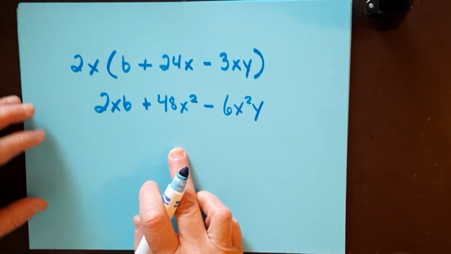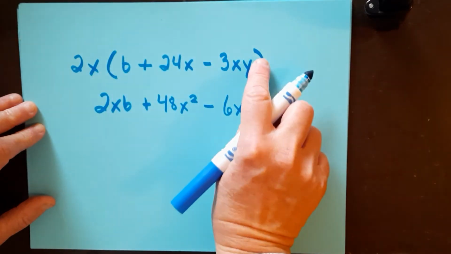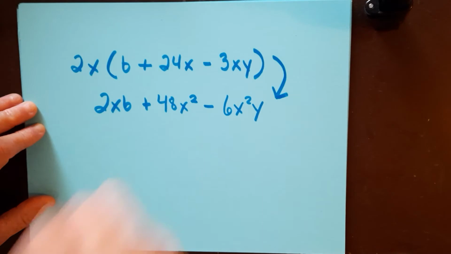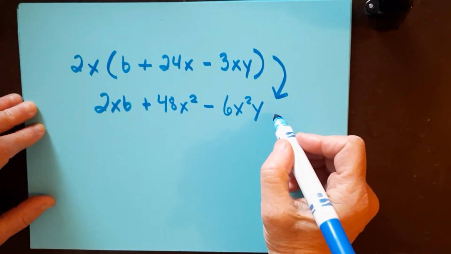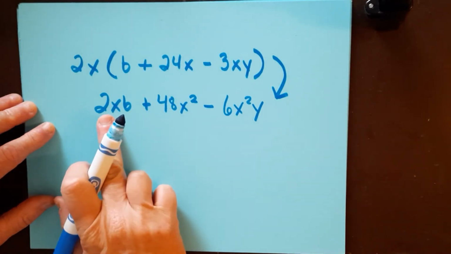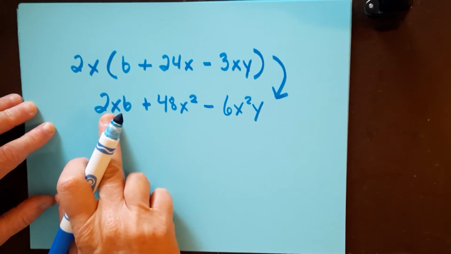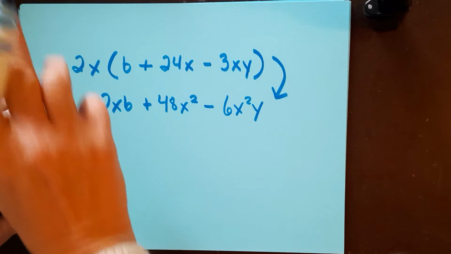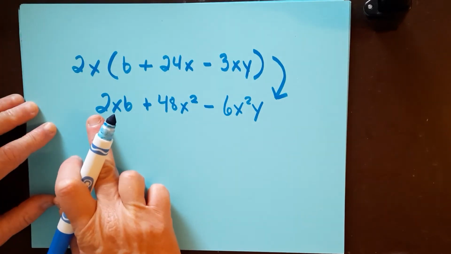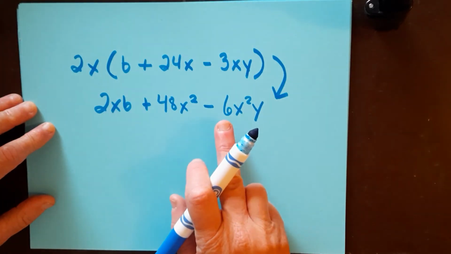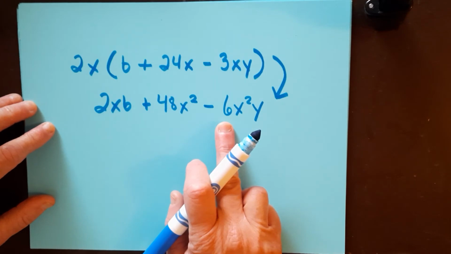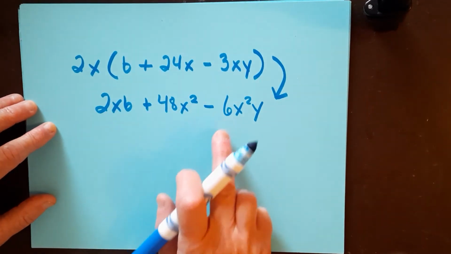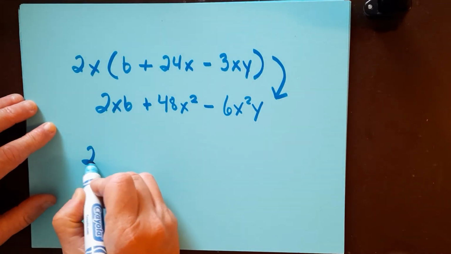Factoring is the opposite. We just did the distributive property to go from here to here. When we factor out a common factor, it's the opposite. So if this said factor out the greatest common factor and factor this expression, we would do what we just did on the other page. We would look at the numbers 2, 48, and 6, and look for the greatest factor that could be taken out of all three of those, which would be 2.